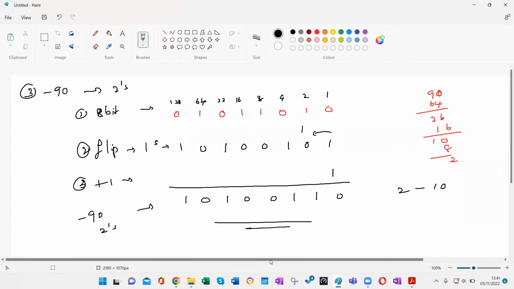Okay, right. Next, I'm going to show you how to check whether our answer is correct. Now we have got it in 2's complement. We need to check whether this number is correct. Okay, so I'll show that in a minute. You copy this down and check your answer if you did.